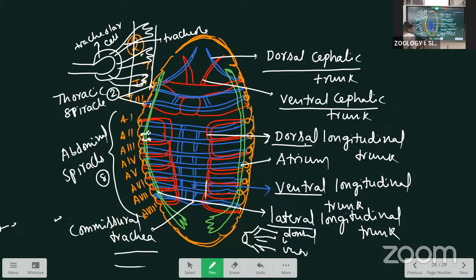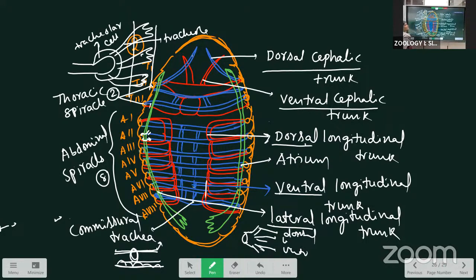Their outer membrane is called the basement membrane. The middle is called the epithelium, and the innermost is made up of chitinous material that we call the intima. This intima undergoes thickening, that we call the taenidia. These taenidia help the trachea to keep open always and prevent it from collapse.